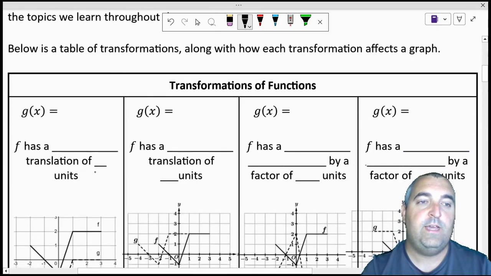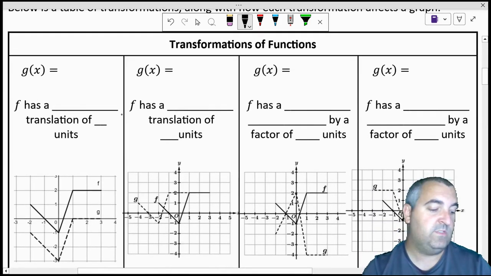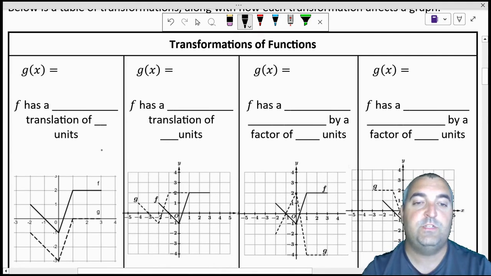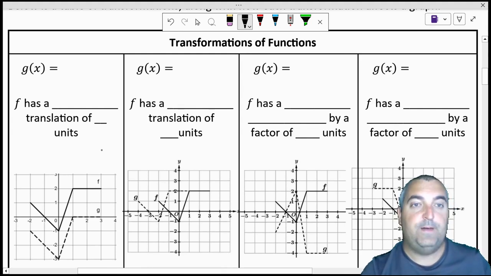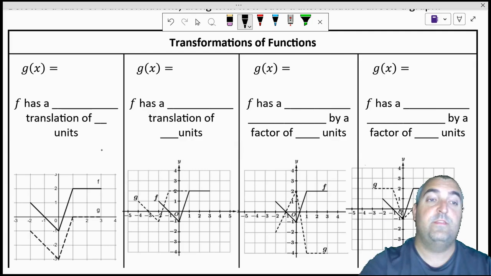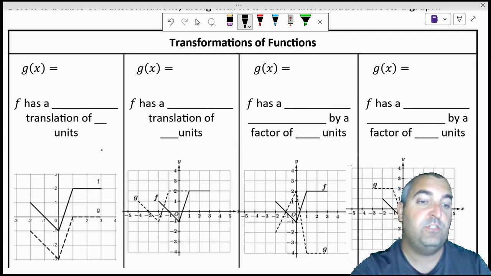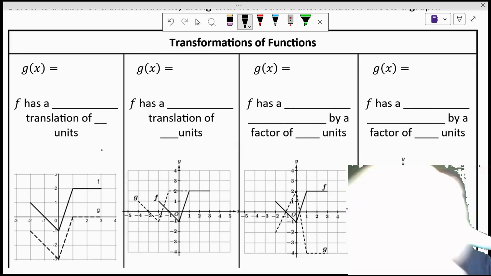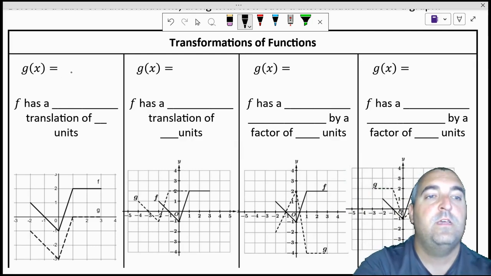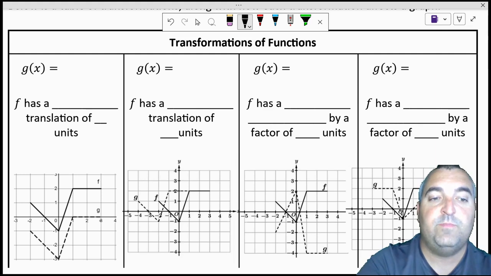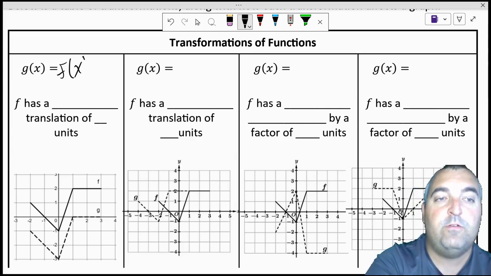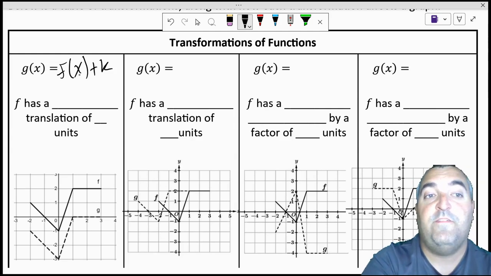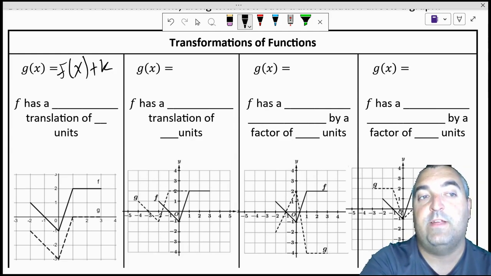So let's go ahead and look at this table. This table gives us four of our big transformations. There are more, but for right now, we are looking at just these four. In all of these cases, f is our parent function, our normal function, and g is the transformed one. So if you ever see f has been moved to g by going up or down, in this case 2, whenever that happens, when it's an up or down movement, f of x plus k is how we write g of x.